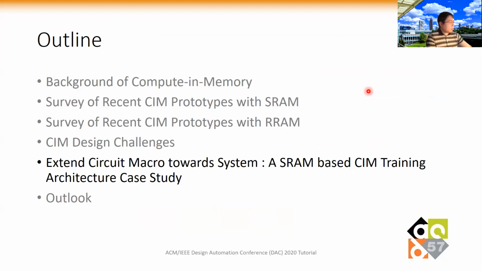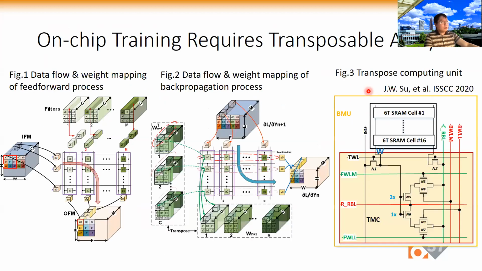So lastly, I will quickly talk about how to extend the circuit macro towards the system. So right now we have shown those prototypes, but this prototype is just a single memory array or maybe a limited number of the memory arrays. It's far away from a whole system to implement a full, complete neural network model. So typically, right now, this one macro can only implement maybe one layer of the model. So how to do that?